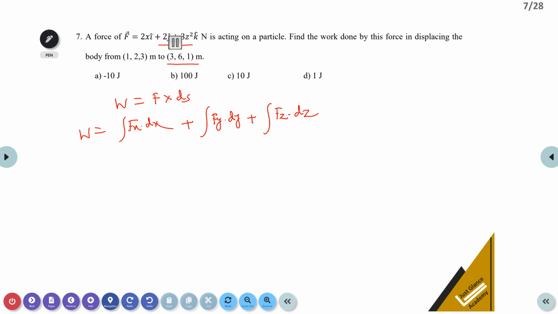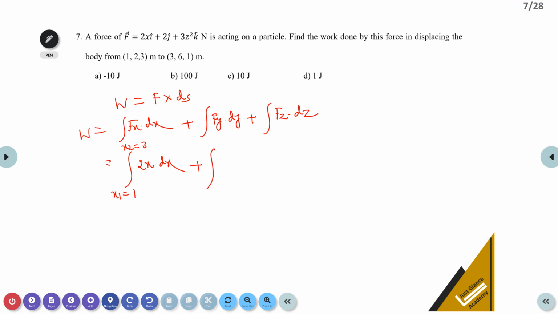You write the x component first. This is the x component. This is equal to 2x dx. Here the value changes from 1 to 3. The lower limit is x1 equal to 1, and x2 equal to 3.